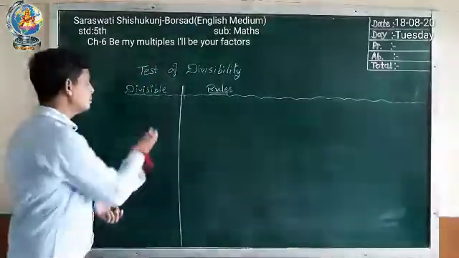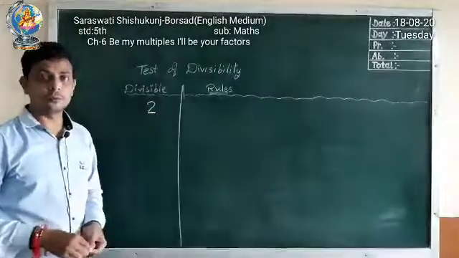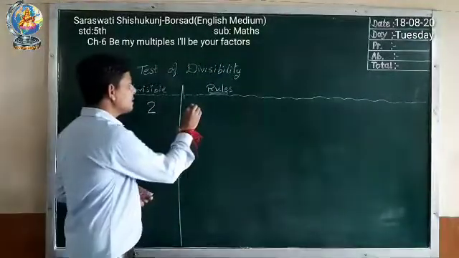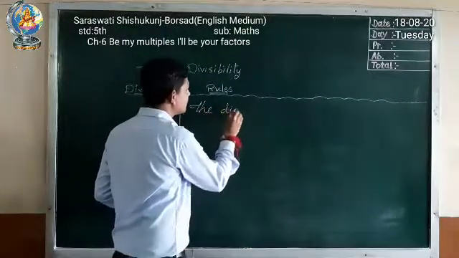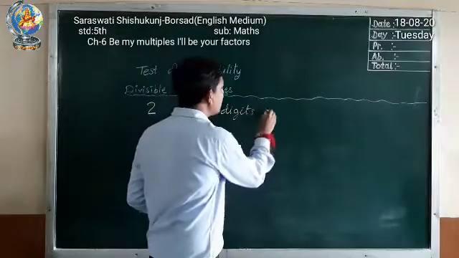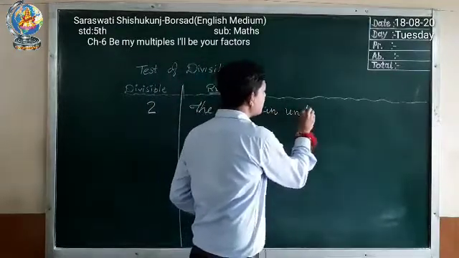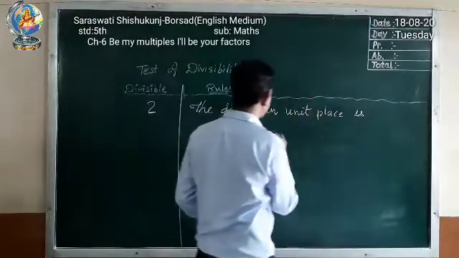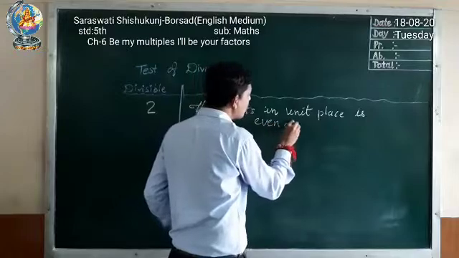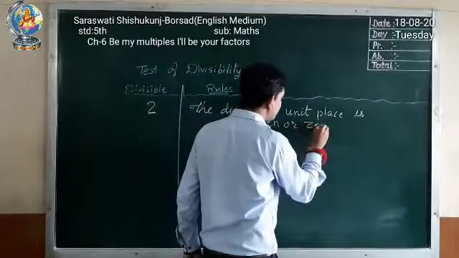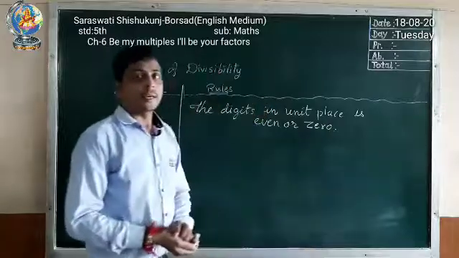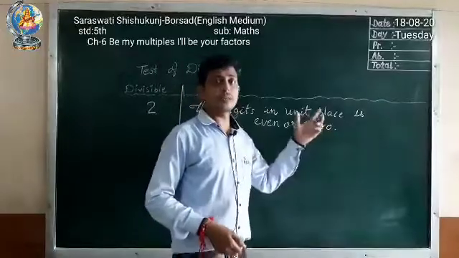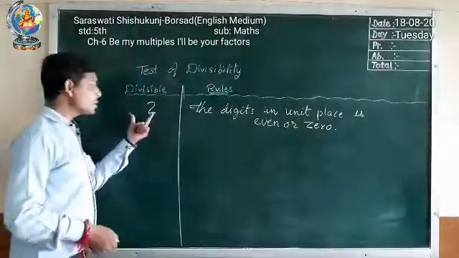The first number is 2, divisibility by 2. So what is the rule? The digit in the unit place is even or 0. If the unit place of a given number is even or 0, then that number is divisible by 2.